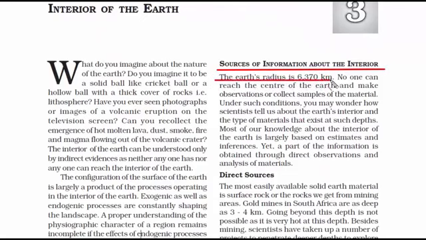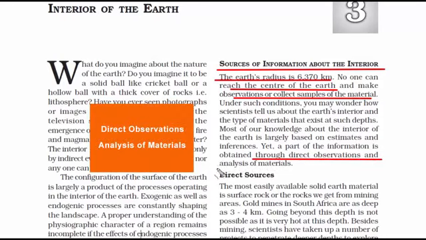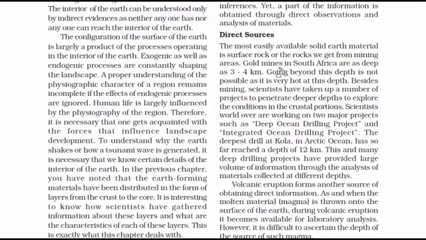The Earth's radius is 6,370 km and no one can reach the center of the Earth. And it is obvious as to why we cannot. So in that case, we only have two ways of collecting information about the interior of our Earth, and that is through direct observations and analysis of materials. First, let's know about some direct sources.